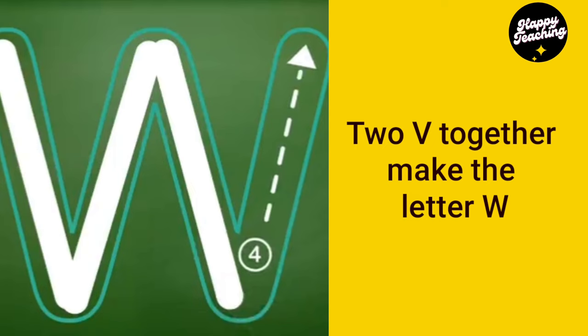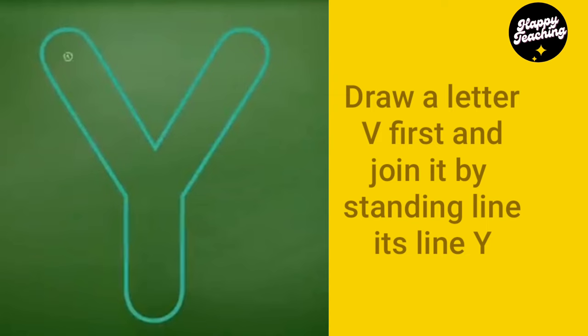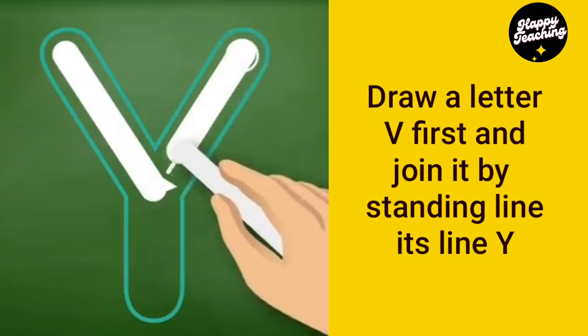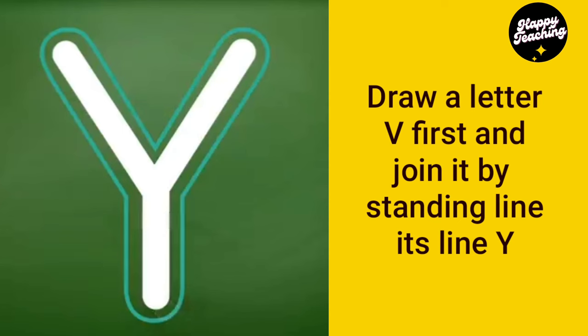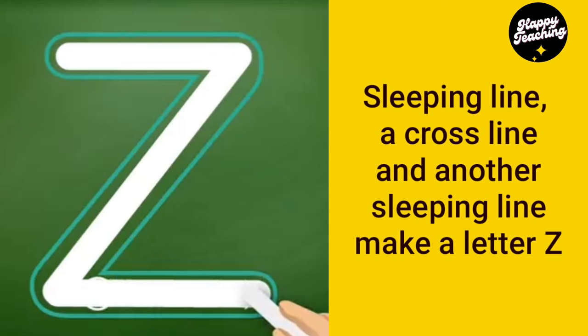Now we are going to draw two cross lines which makes letter X. Easy letter, first draw a V and join it by a standing line. It's letter Y. Sleeping line, a cross line, and another sleeping line makes Z.